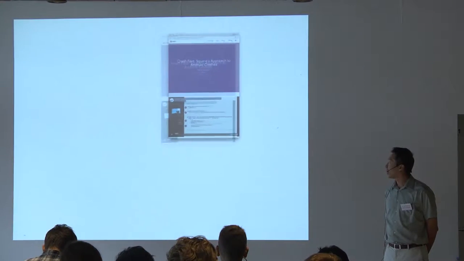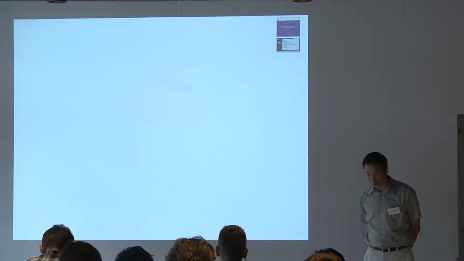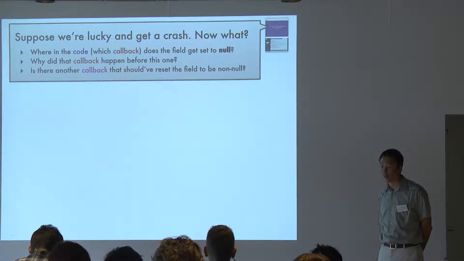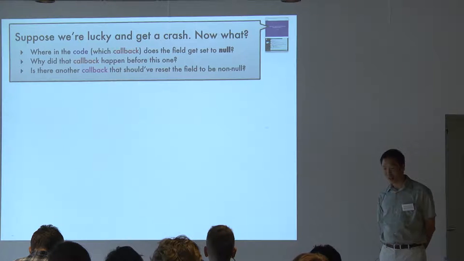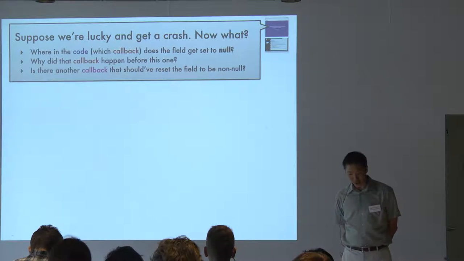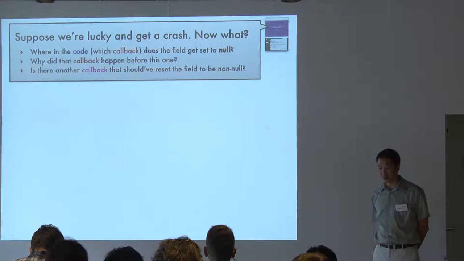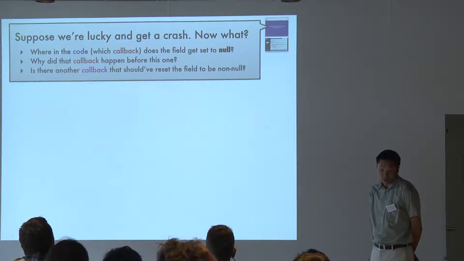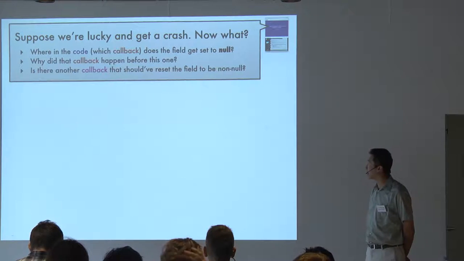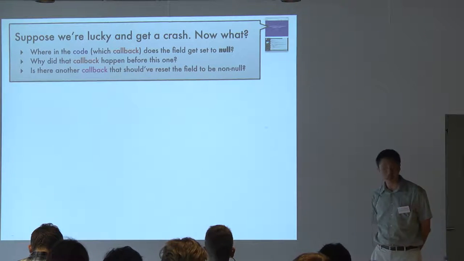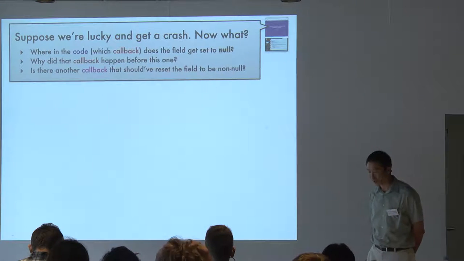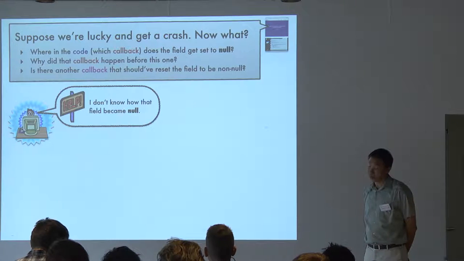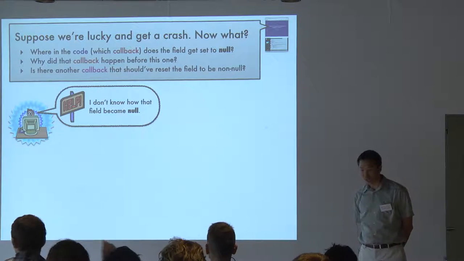Unfortunately, you're still the poor app developer looking for advice, so suppose that we follow this advice and we're lucky and get a crash. Now what? In which callback does a field get set to null that eventually causes the crash? Why did the callback happen before the one that crashed? Maybe there is another callback that should have reset the field to be non-null. So with something as basic as null pointer dereferences, you're still crying for help. I don't know how that field became null.